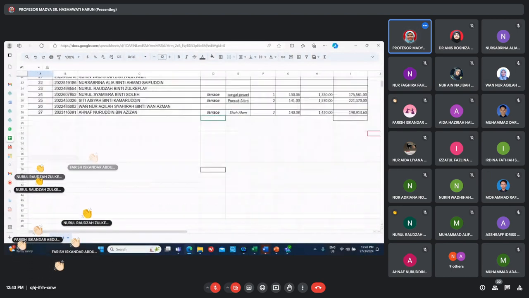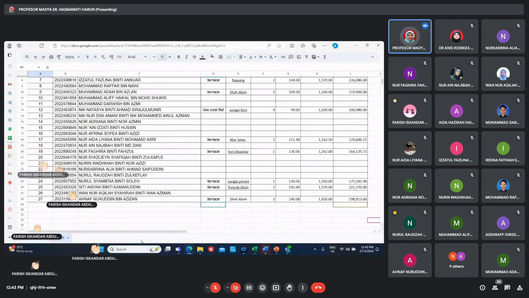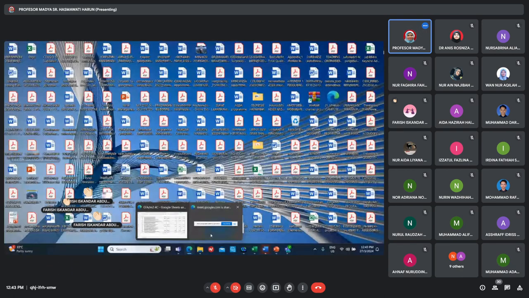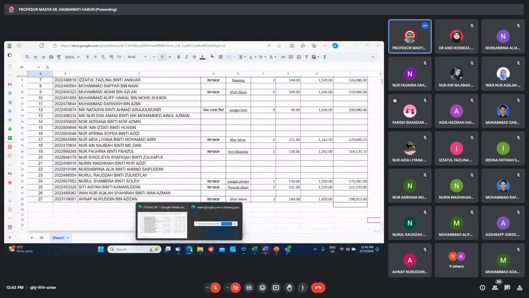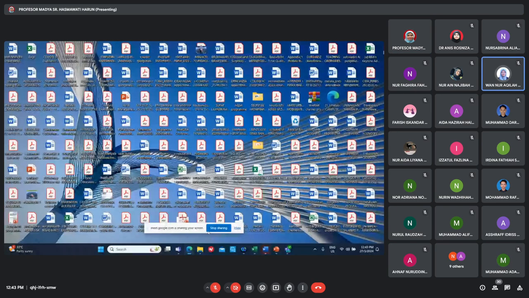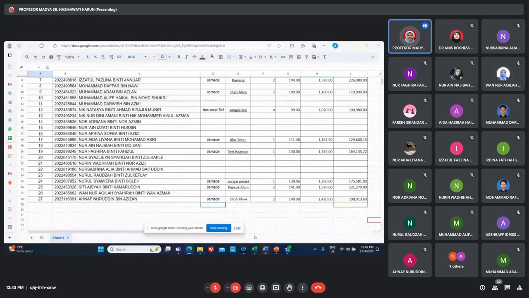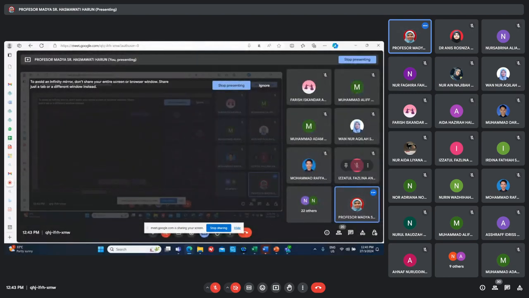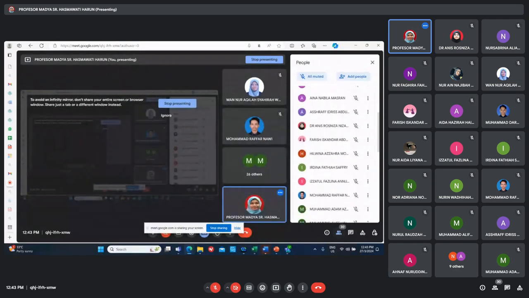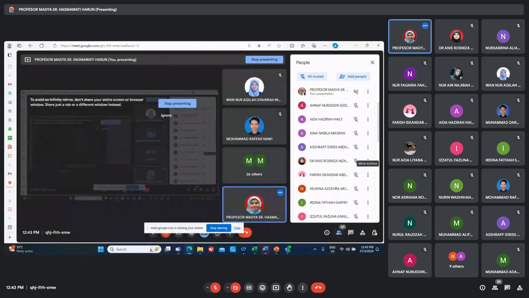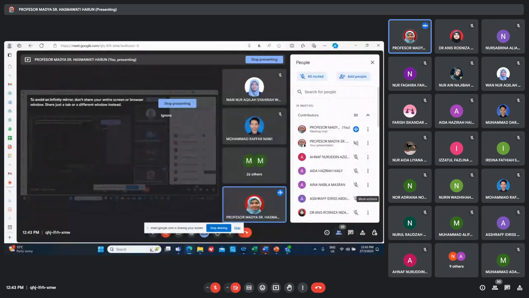Kita ada 15 minit. Okay. Saya nak tengok, semua ada kat sini lagi ke? Ada ya? Okay, Dr. Ros Anis ada? Tak ada ya? Cuba tengok siapa yang ada kat sini. Dr. Anis, are you there? Oh, dia tak ada dah. Okay, tak apa.